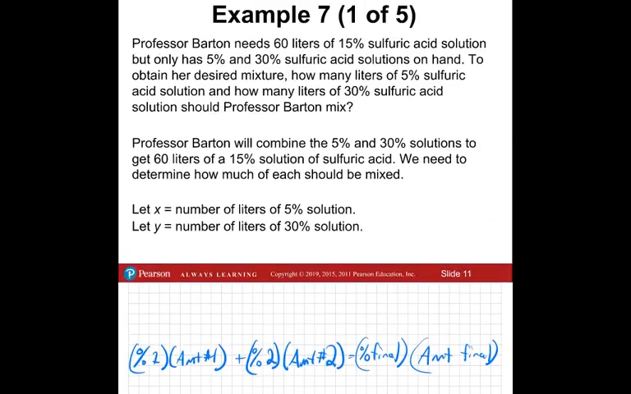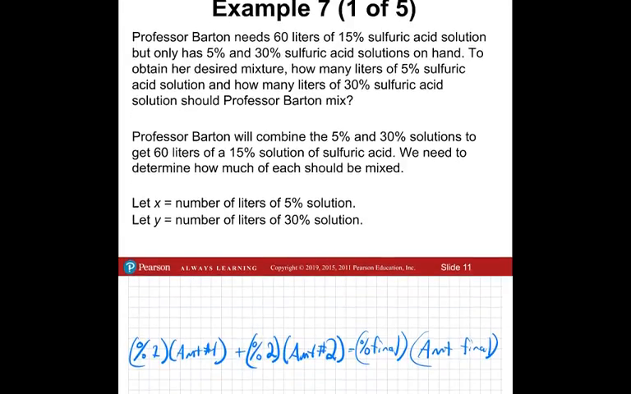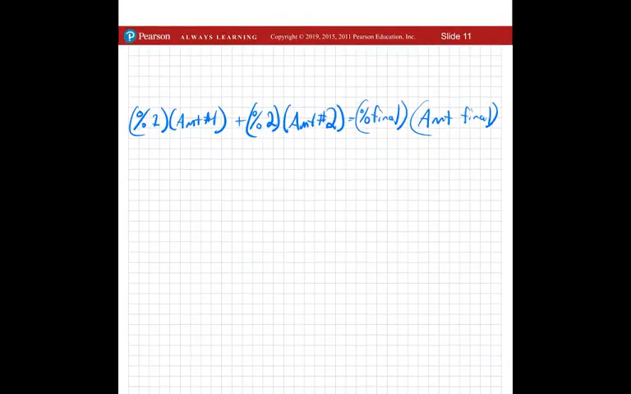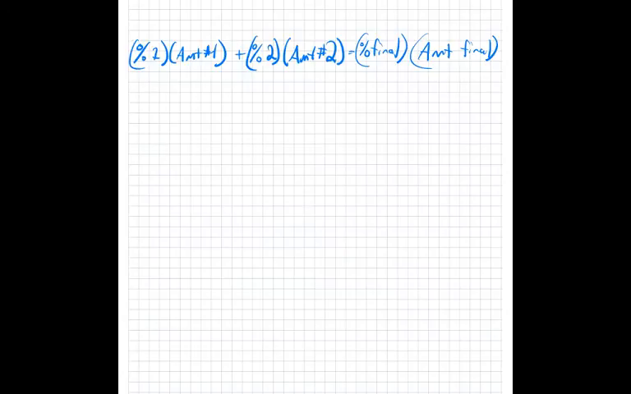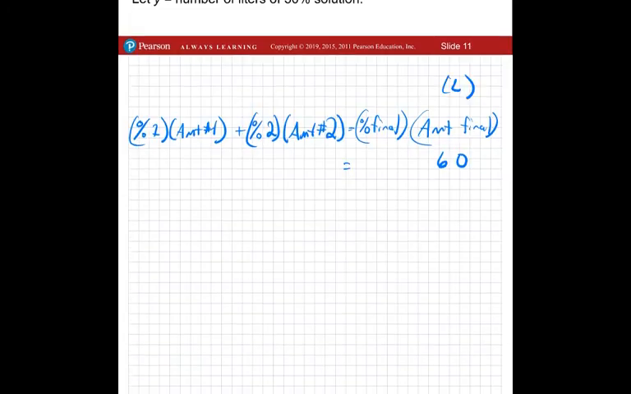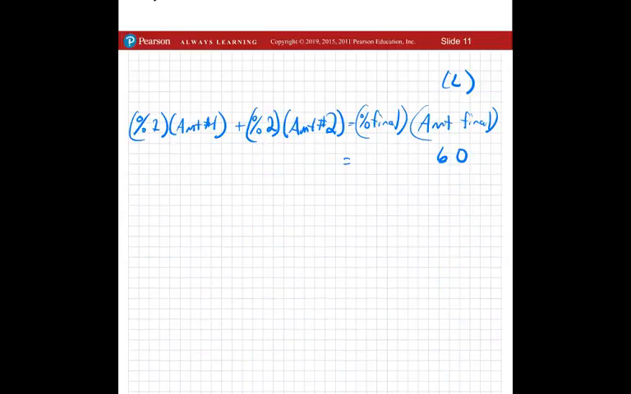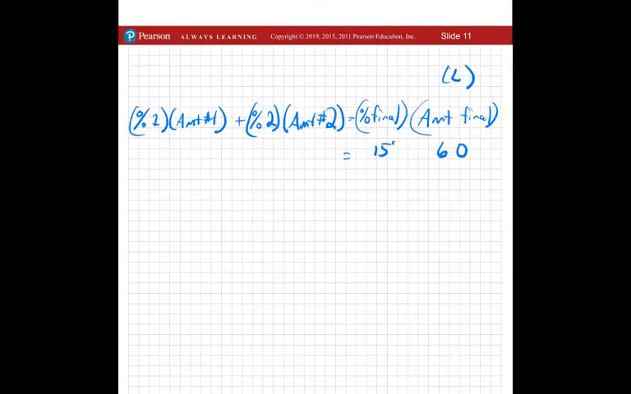It says Barton needs 60 liters of 15% solution. So she wants to finish with 60 liters. The units here are liters, so these are liters. 60 liters of 15, and she wants the final percent to be 15%.